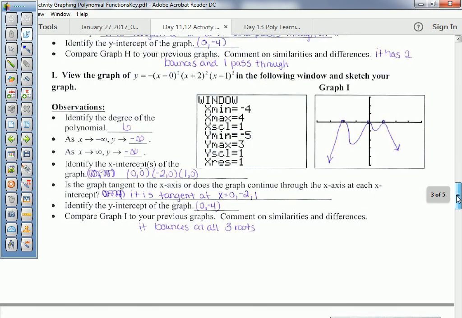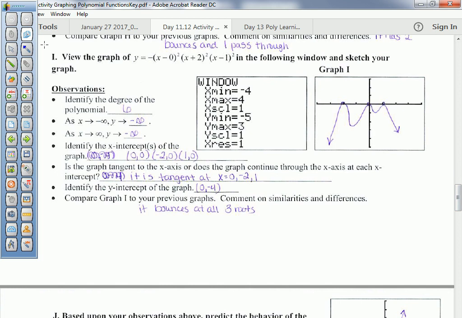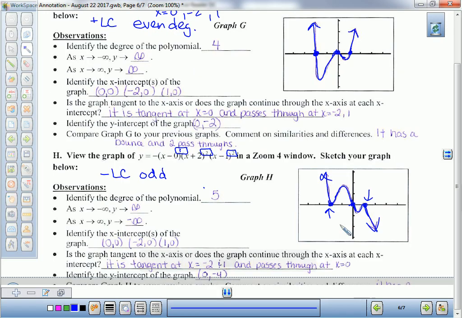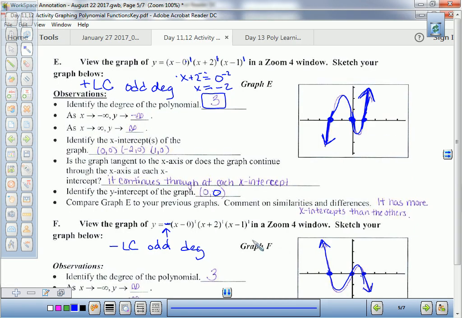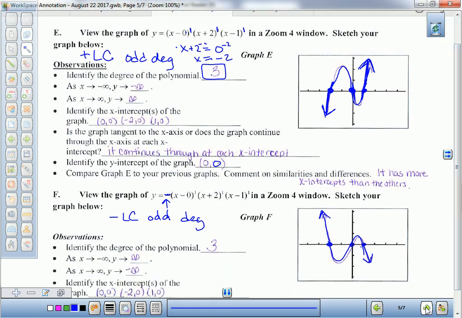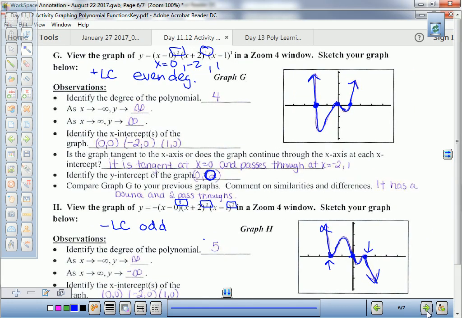Okay. Last one we're going to go over together. Yes? I have a question. How did you get the y-intercept? The y-intercept is supposed to be 0, 0 for all of these. Sorry. The answer key was a little messed up. The y-intercept for every single one we've done is 0, 0.